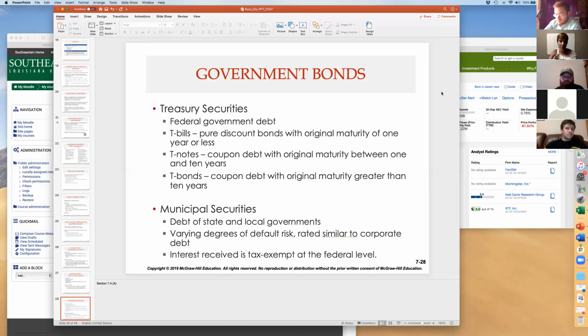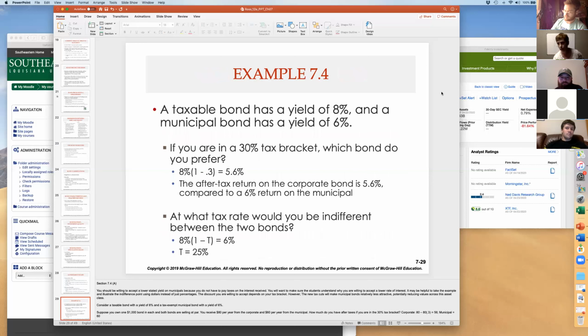The special thing about municipal bonds is that their interest to the bondholder is tax exempt. You don't pay any federal tax on the interest that you receive, right? So that gives us a little problem to work. Municipal bonds are unique, and we have to consider them a little bit differently.